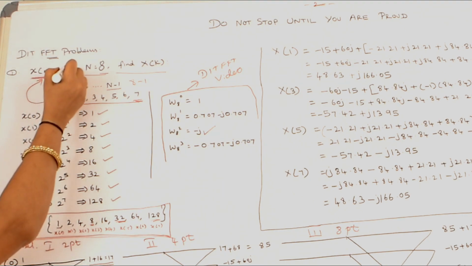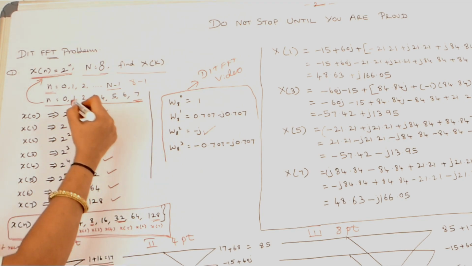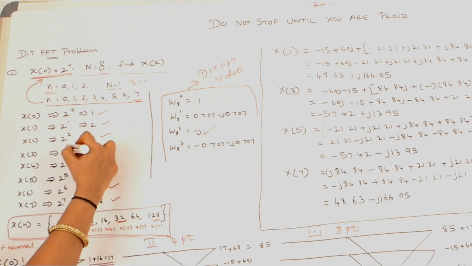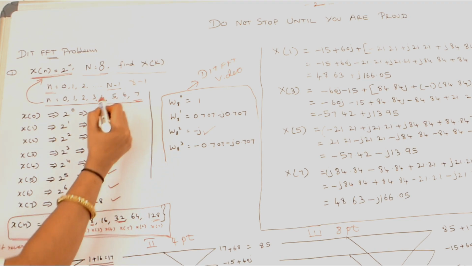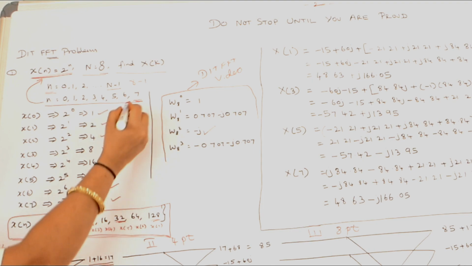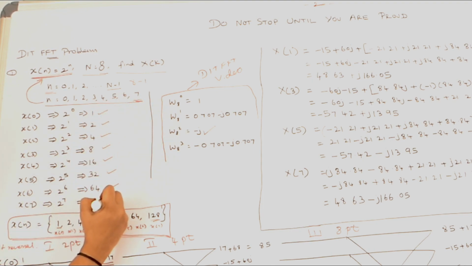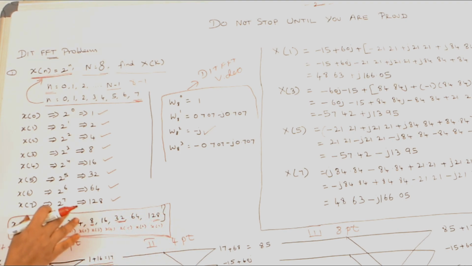We'll substitute the values here. 2 power 0 is 1. When n is 1, it is 2. When you substitute 2, it is 4. For 3, 2 power 3 is 8. For 4, 2 power 4 is 16. For 5, 2 power 5 is 32. For 6, it is 64. For 7, it is 128. So this is your input sequence: x of n is equal to 1, 2, 4, 8, 16, 32, 64 and 128. From this sequence you are going to find X of k using the butterfly flow graph.